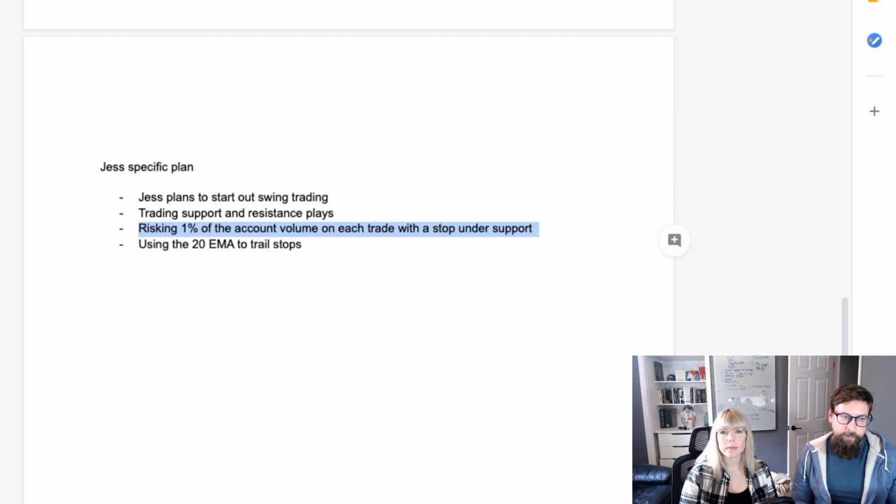And then using the 20 EMA to trail stops, and we'll go over that when we sit down at the thing, but that's going to be the line that you use to say if this line is pointed up and the stock is above it, then I'm going to count it as an uptrend. And if it's pointing down and the stock's below it, I'm going to count it as a downtrend. If it's pointing sideways, then there's no trend. I'm not interested, right? And then this line will follow price.